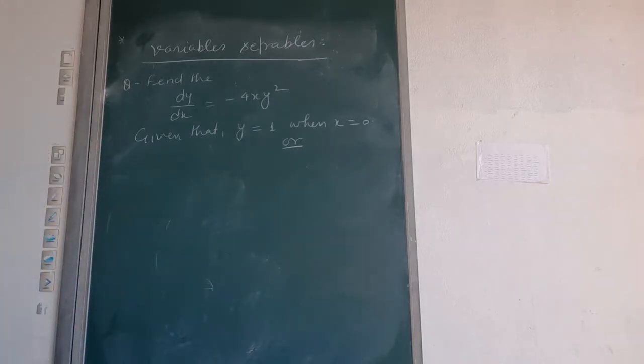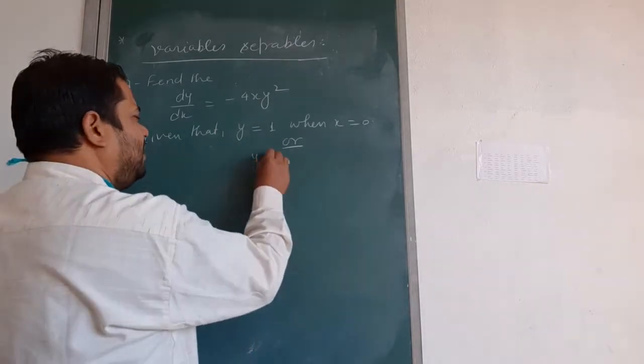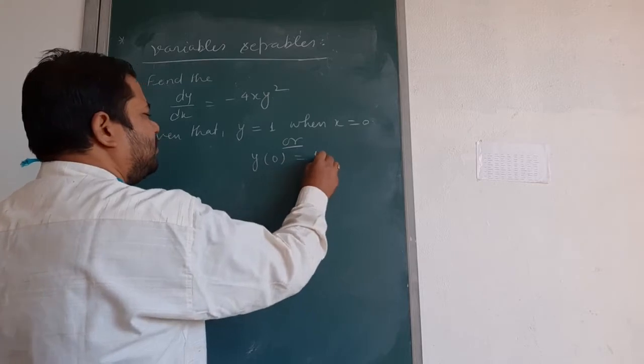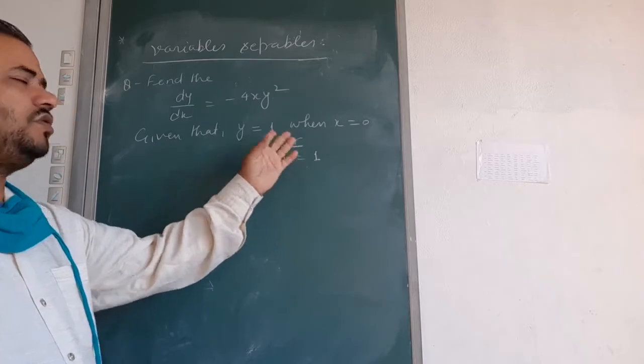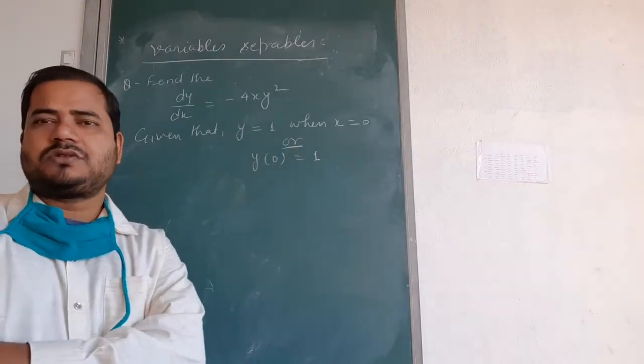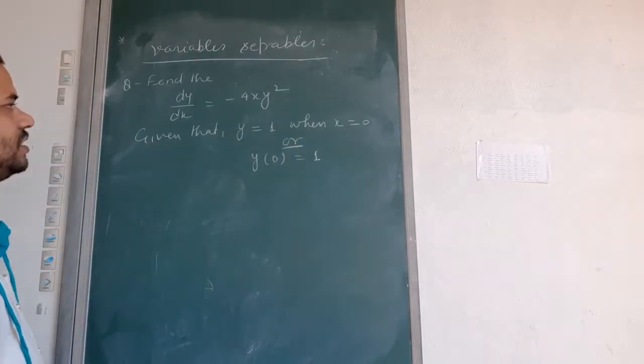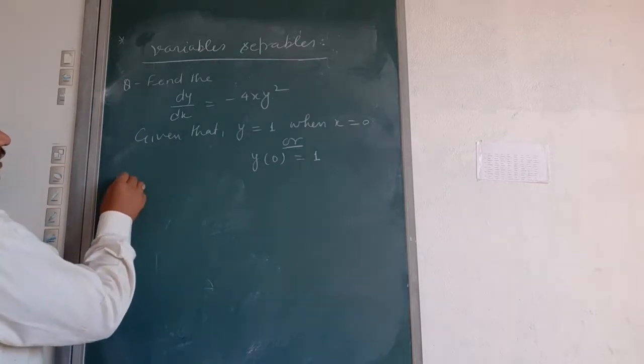This is also given as y(0) is equal to 1. Sometimes we use this particular notation, okay? y(0) is equal to 1. That means at x is equal to 0, y should be 1. Now see the solution. This is very easy.